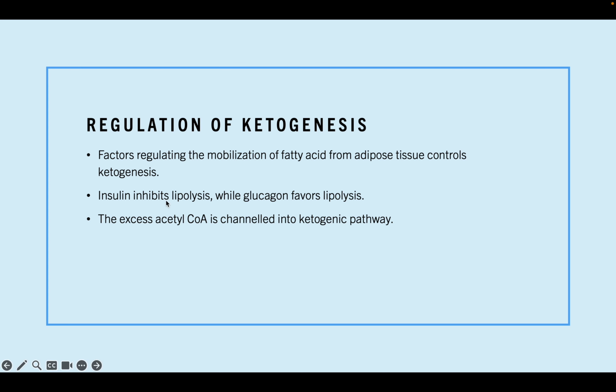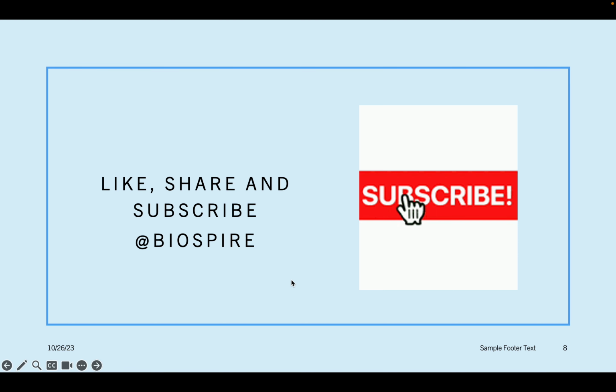And then if you have an excess of acetyl coenzyme A, it gets channeled into the ketogenic pathway, because then you have excess and you reallocate it to different pathways, and one of the pathways is the ketogenic pathway.